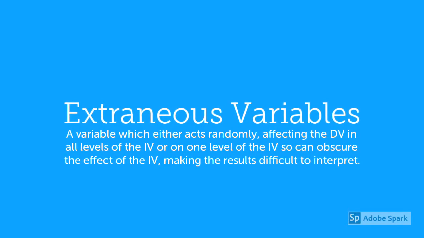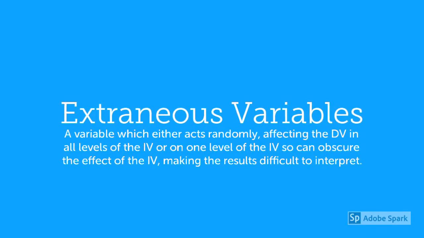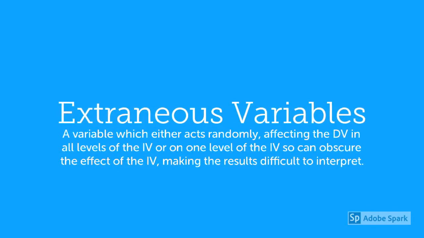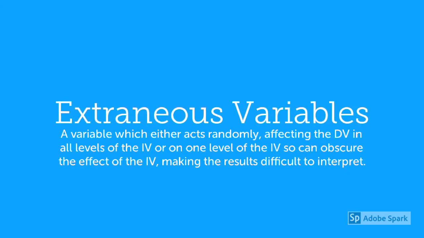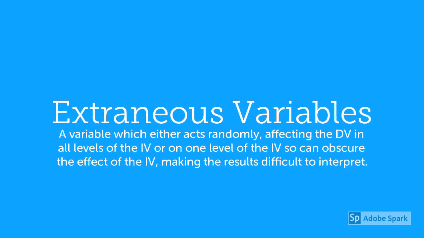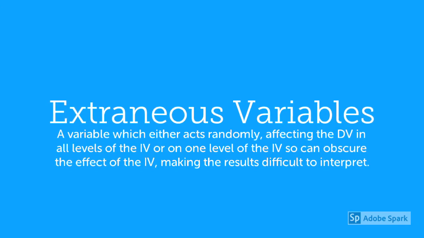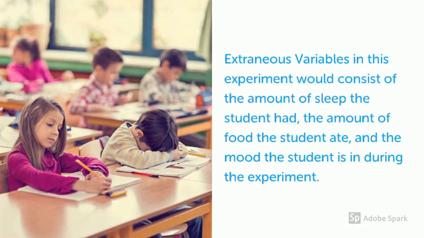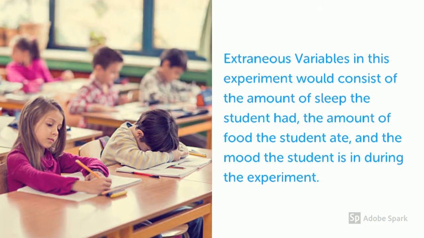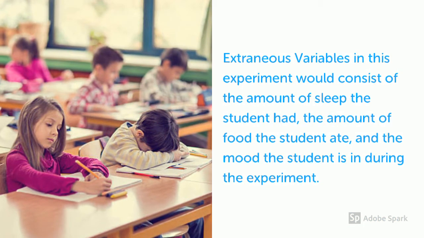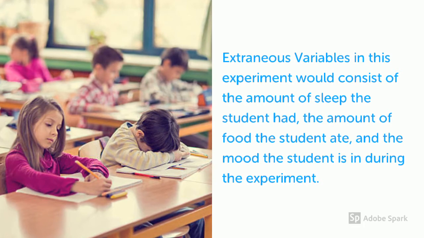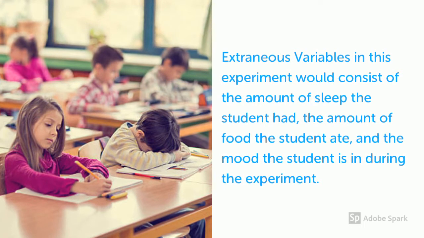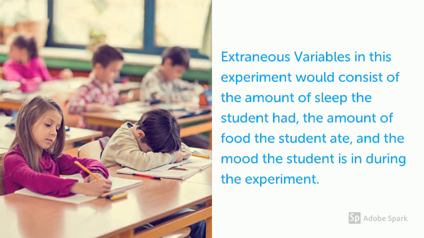Extraneous variables. A variable which either acts randomly, affecting the DV in all levels of the IV, or on one level of the IV, so can obscure the effect of the IV, making the results difficult to interpret. Extraneous variables in this experiment would consist of the amount of sleep the student had the night before, the amount of food the student ate, and the mood the student is in during the experiment.